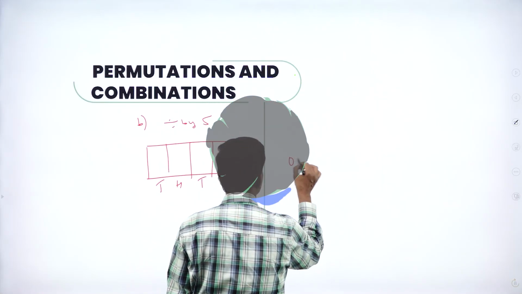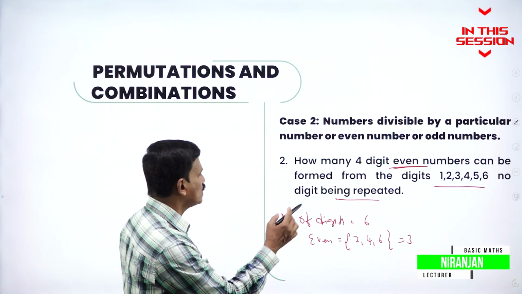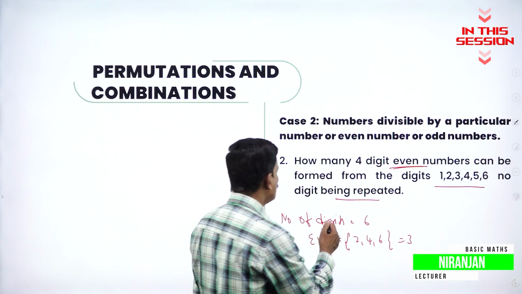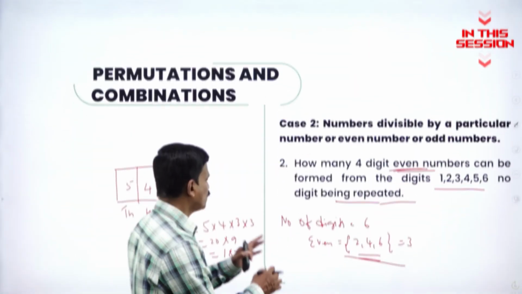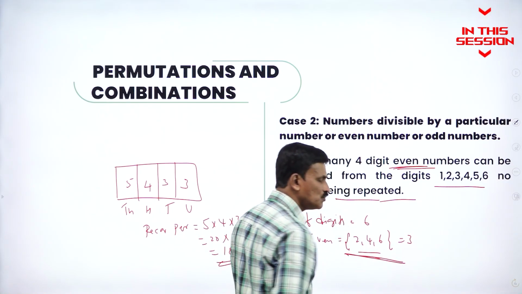The unit place can be filled by 0 or 5, which is in two ways, right? How many 4-digit even numbers can be formed from these without repetition? That is, no digit being repeated. If a number ends with an even number, from this it means it should end with these 2, 4 and 6 only.